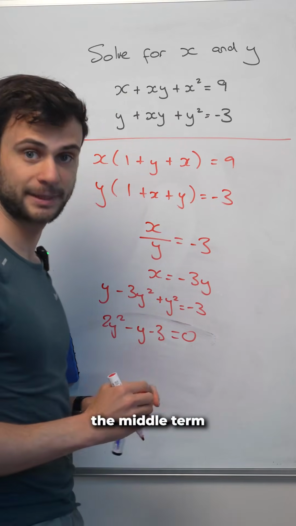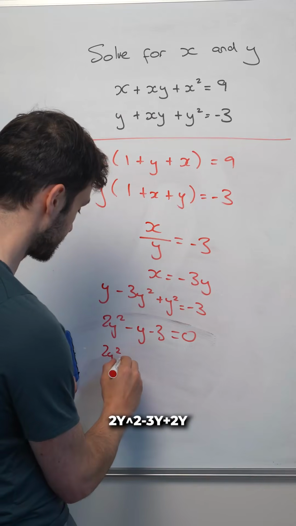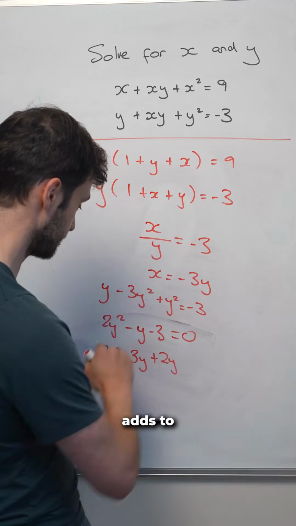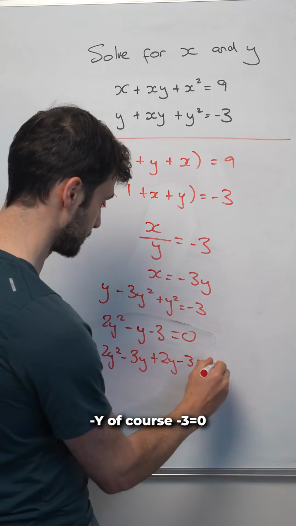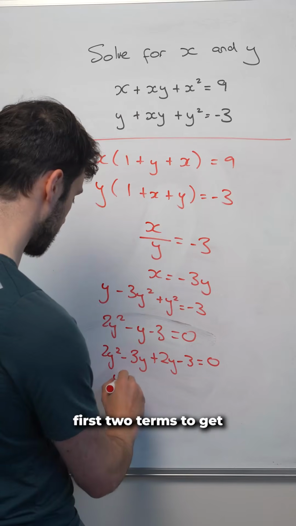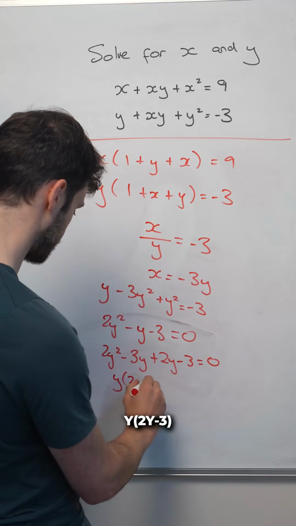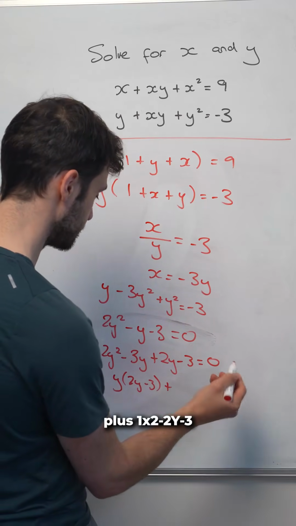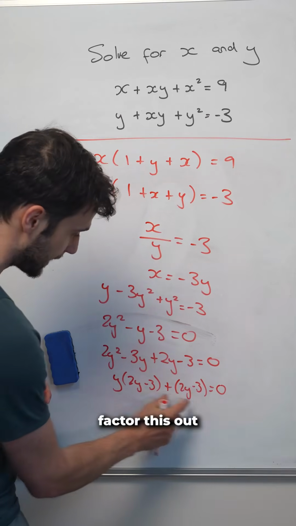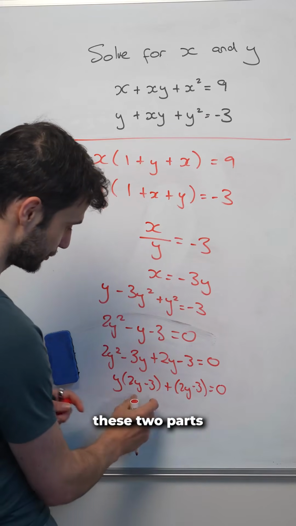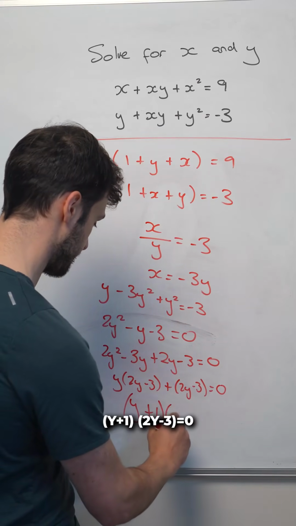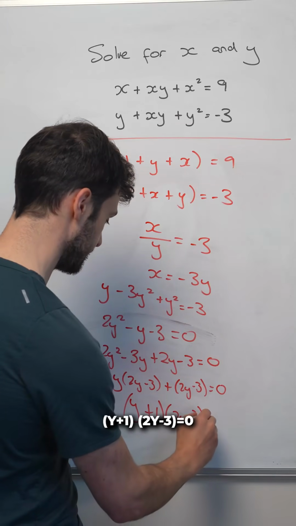And that's how we're going to split the middle term. So we get 2y squared minus 3y plus 2y, which adds to minus y, of course, minus 3 equals 0. And now we can factorize this nicely. So factor out the y from the first two terms to get 2y minus 3. And then we've just got plus 1 times 2y minus 3. Factor this out from these two parts to leave y plus 1. So we get y plus 1 times 2y minus 3 equals 0.